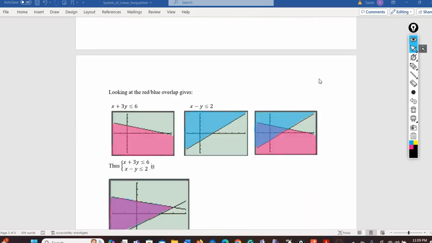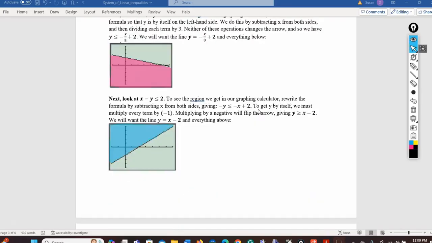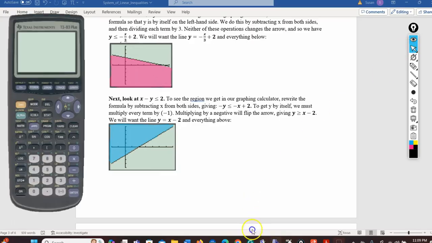What I'm going to do next is put both of those in the same graph. So let me get the formulas for the same graph. Come down here, and let me go there, and I'm going to get rid of that. So this first one was y equals negative x over 3 plus 2. And the second one was y equals x minus 2.